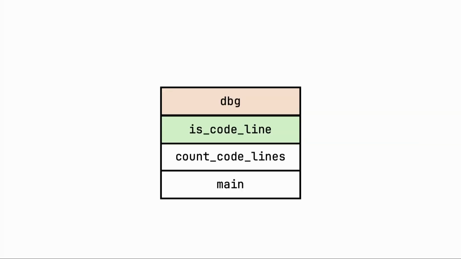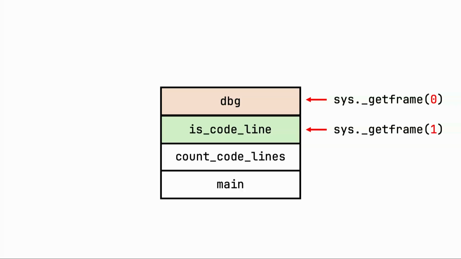So how does this work now with dbg? Consider here we have our main method that calls count code lines, that calls is code line, and then on top has the dbg method. What sys.getFrame(0) gives us in dbg is the current frame, but that's pointless because we already know that we're in the debugging function. sys.getFrame(1) gives us the method that we're after. So we now know the current frame, and we get some information.